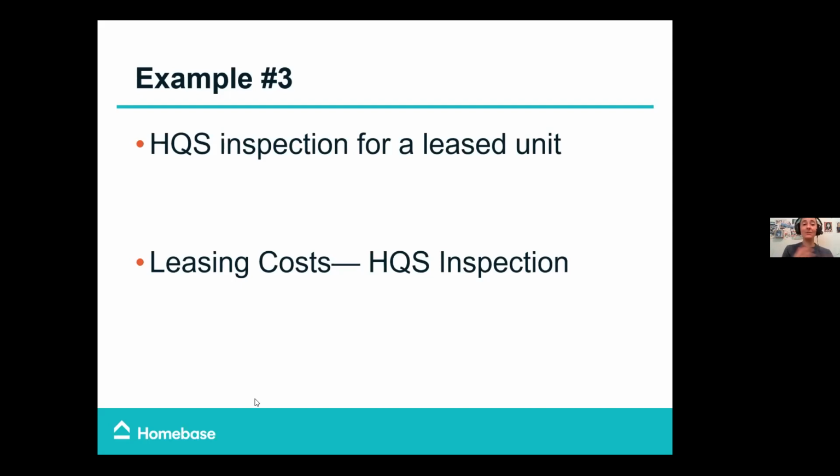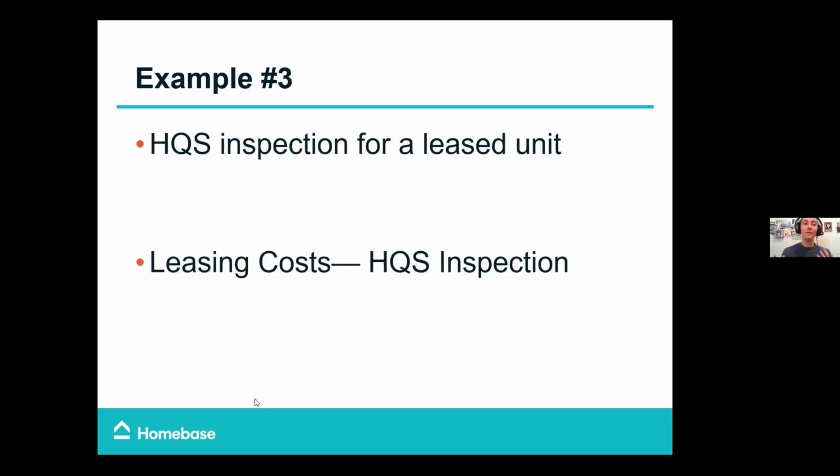But we've said that HQS inspections are related to administering rental assistance. So we know that the staff costs of HQS inspections, the staff time, is clearly allowable under rental assistance. So it's a great question. Then what about this mileage for doing HQS inspections? Is it supportive services? Is it rental assistance? Could it be both?